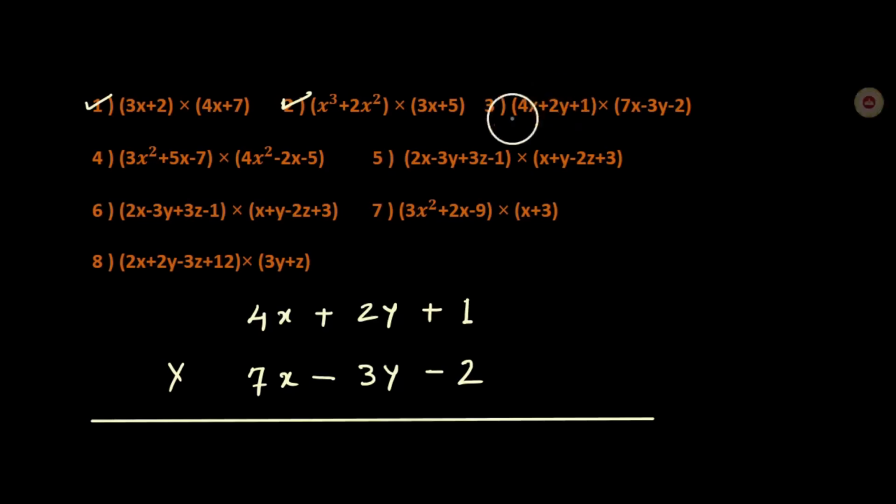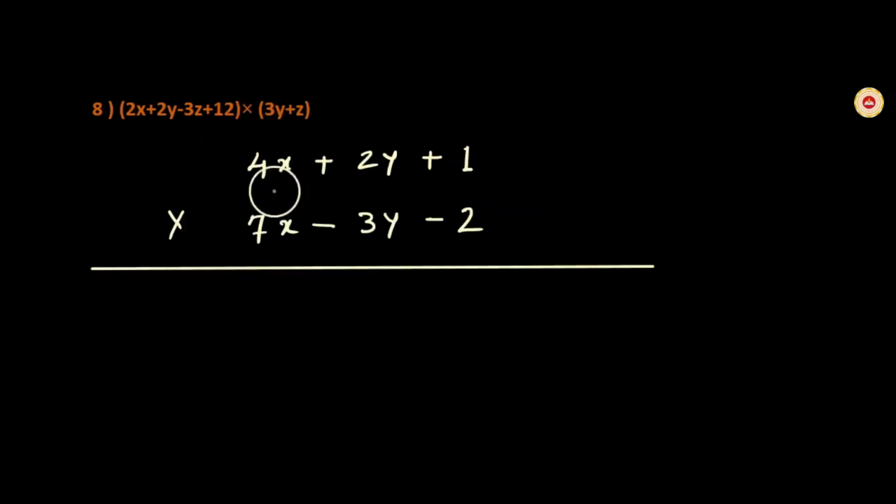Next example. Third example. 4x plus 2y plus 1 multiplied by 7x minus 3y minus 2. I have written these two polynomials already here. So multiplicand containing 3 terms and multiplier containing 3 terms. It means that we need to complete 2 multiplied by 3 minus 1. See, this 3 is the number of terms in both of these given polynomials, multiplicand and multiplier. Okay, so 2 3s are 6 minus 1 is 5. We need to complete 5 steps to calculate an answer.